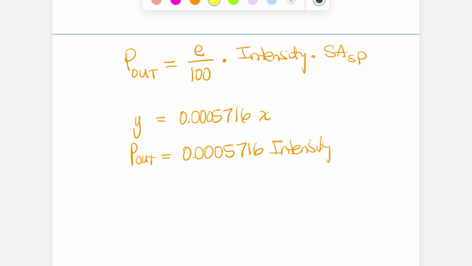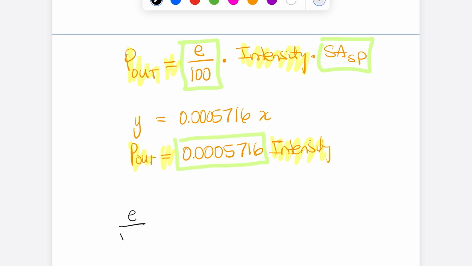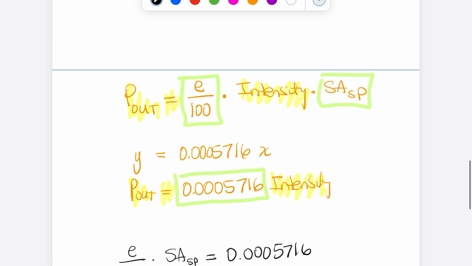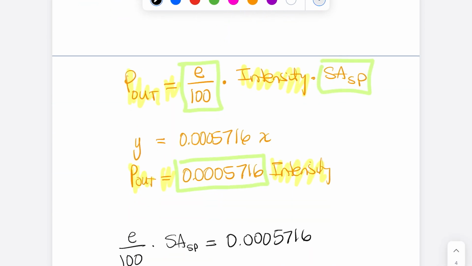So what do these things mean? Well, power out and power out are the same, intensity and intensity are the same, and the equals are the same. What's left? We have efficiency and the surface area of the solar panel. That product must be the slope. So efficiency divided by 100 times the surface area of the solar panel is 0.00057116.